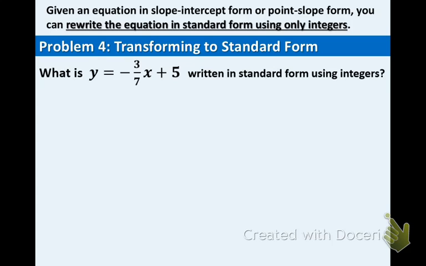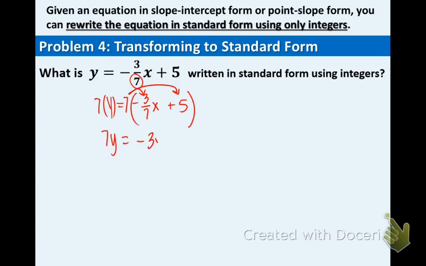And the way that we're going to do that is multiply each side of the equation by the denominator of the fraction. Take a look, denominator 7. That means we're going to multiply both sides of the equation by 7. Remember, we have to do the exact same thing to both sides. Now we have 7y on the left side, and we definitely need to distribute that 7 to both terms inside the parentheses. And when you distribute the 7 to the fraction, the 7's cancel out, so you're left with a -3x, and 7 times 5 is 35.